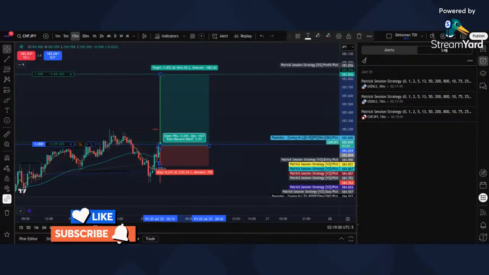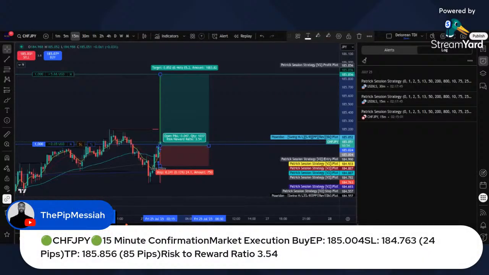And here's your first signal of the night. The Swiss franc versus the Japanese yen. 15-minute confirmation, a market execution buy. Entry price is 185.004. Stop loss is 184.763 for 24 pips. Take profit is 185.856 for 85 pips, and a risk to reward ratio of 3.54. You will find this pair on both Liquid Brokers and LHFX.